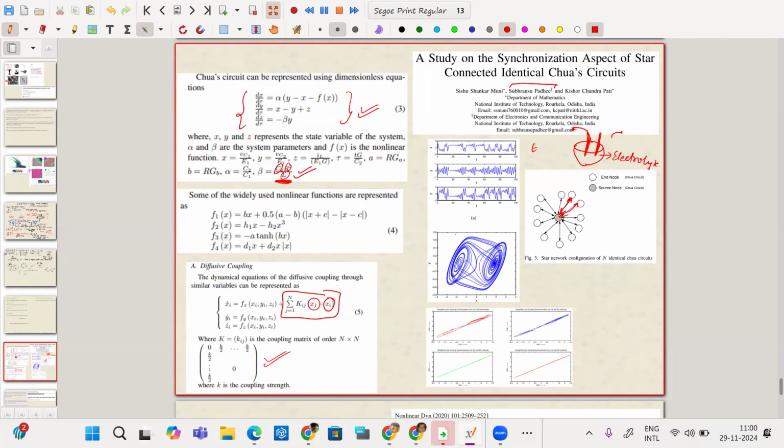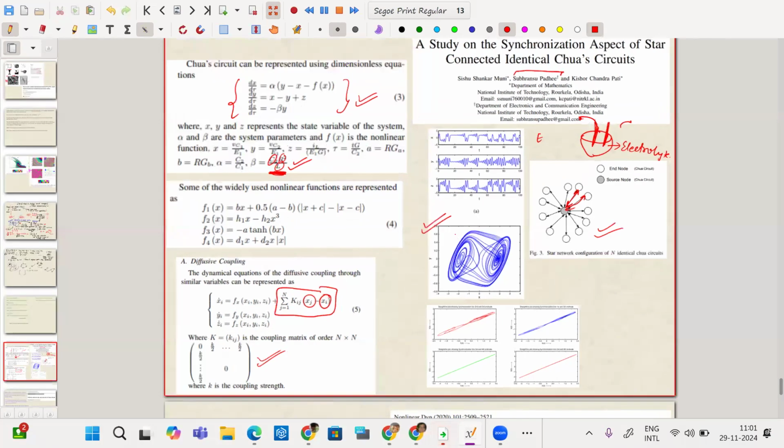If it is xj and yi, two dissimilar variables, this is known as conjugate coupling. And if you take the mean of those variables, it is known as mean field coupling. So many things are there. But anyway, this is the coupling, and this is just the plot of one oscillator of the Chua circuit, in the network, not the single one.